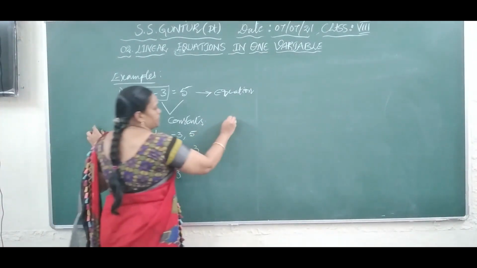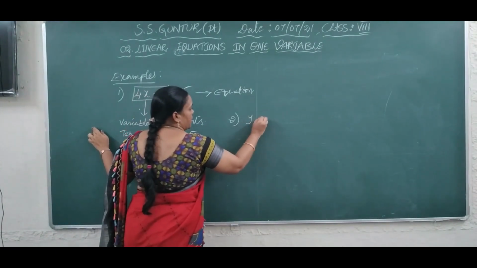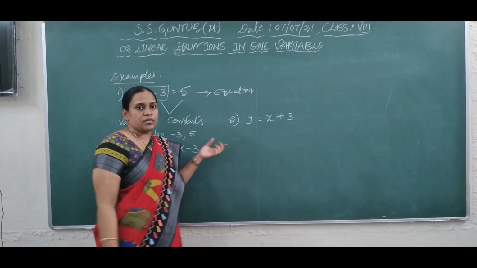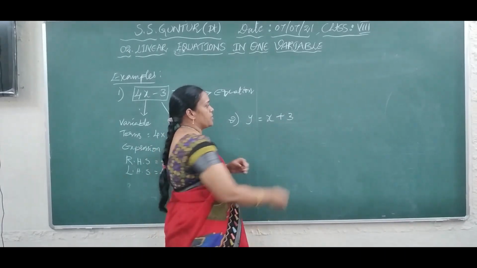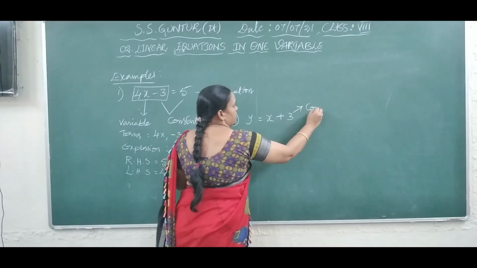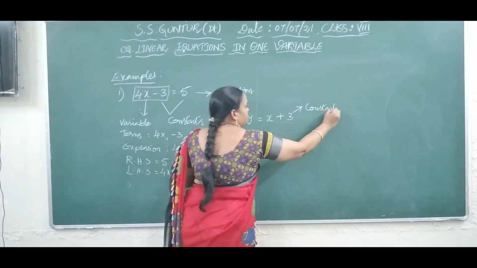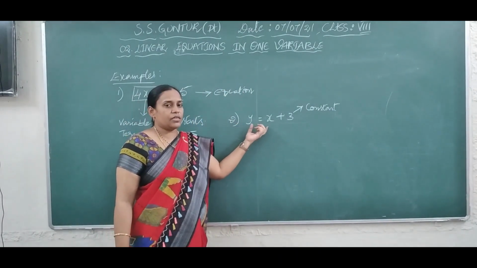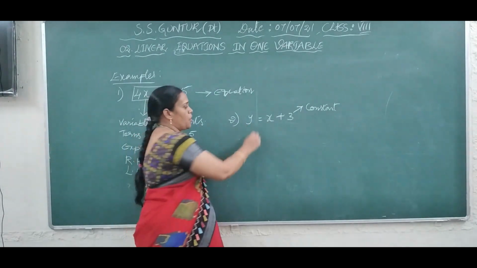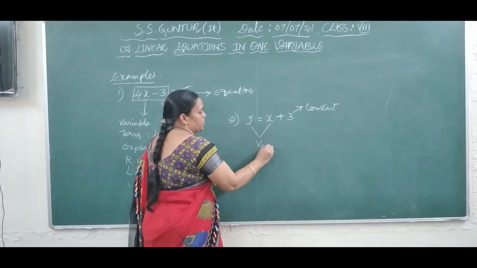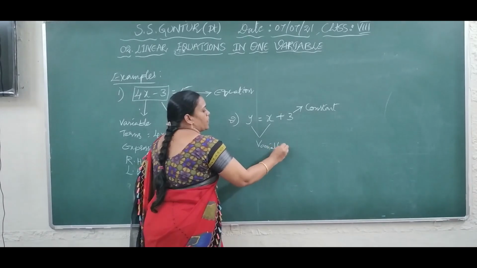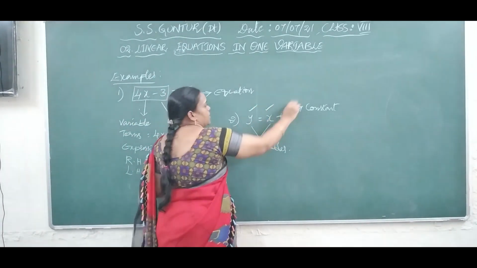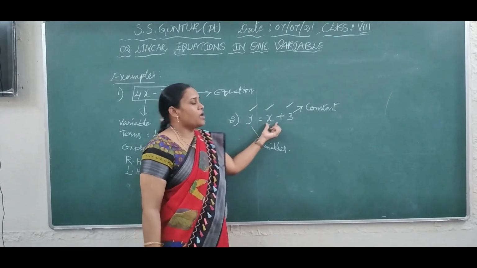See the second example. Y equal to x plus 3. In this, what is the constant? 3 is the constant. Here, what are variables? Letters. What are the letters here? x and y. So x, y are variables. Next, terms. y is a term, x is a term, 3 is a term. So these three are terms.